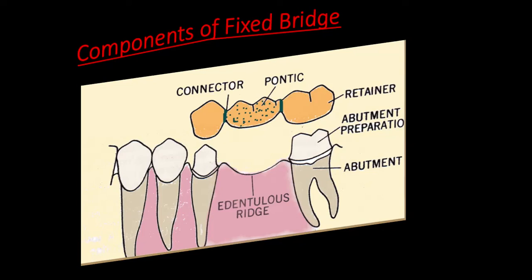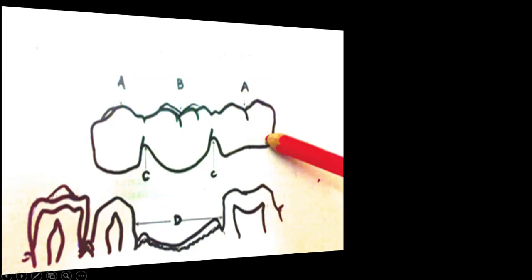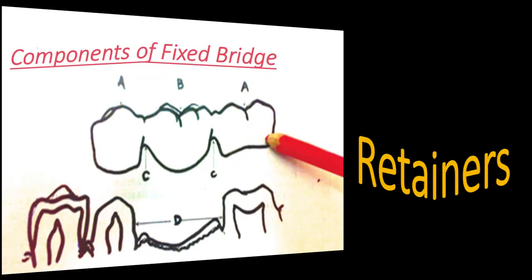مثل ما نعرف أن الفيكس partial denture، مثل ما قبل شرحنا، يتألف من البونتيك اللي هو represent the missing tooth, and the retainer اللي هو connect the pontic to the abutment, and we have the connector اللي هو connect the individual unit of the restoration. So today we are going to discuss retainers.